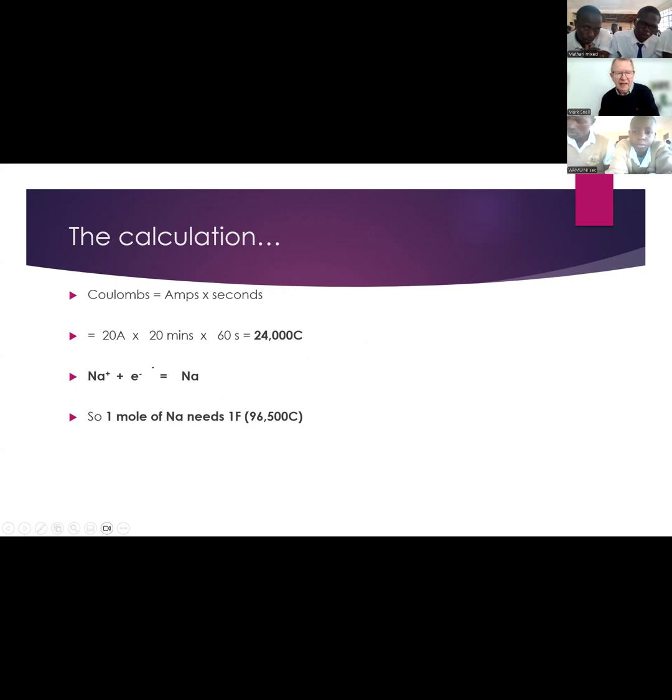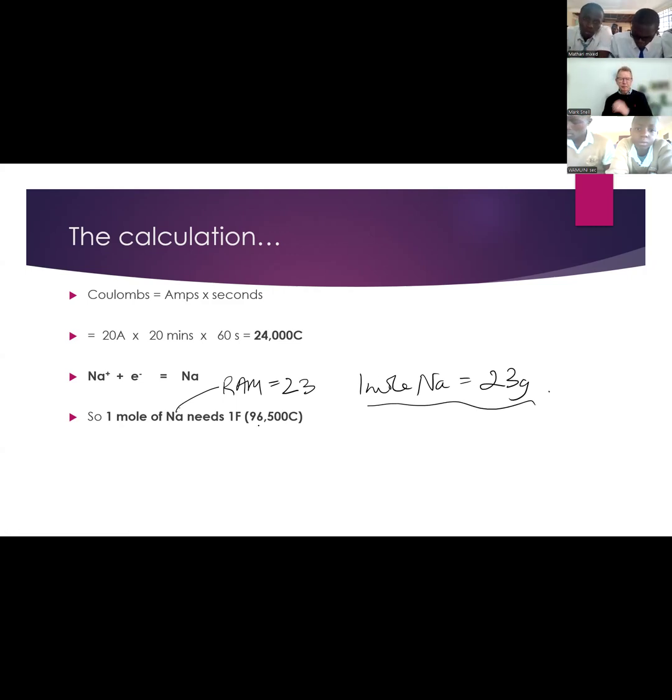Now they will always tell you the RAM, 23. So 1 mole of Na is 23 grams. And because it's one of these with one of those makes one of those, to make 23 grams of this, we need 96,500 coulombs.